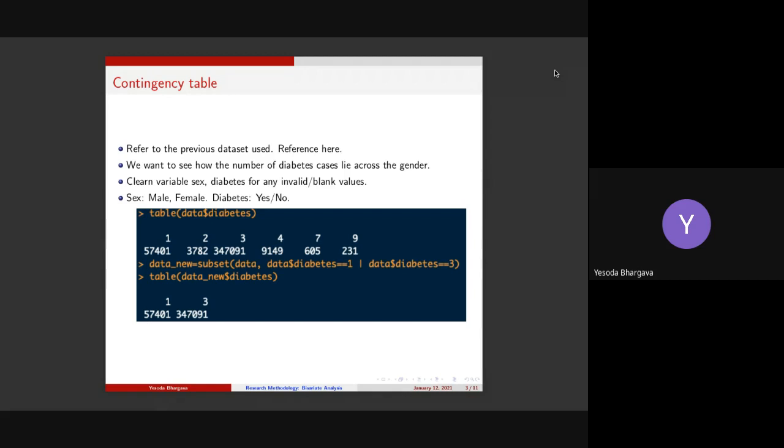For two categorical variables, what we use is called a contingency table. We use a table, so the idea behind the table is rows and columns. If there are two variables, then suppose there are n categories of one variable.